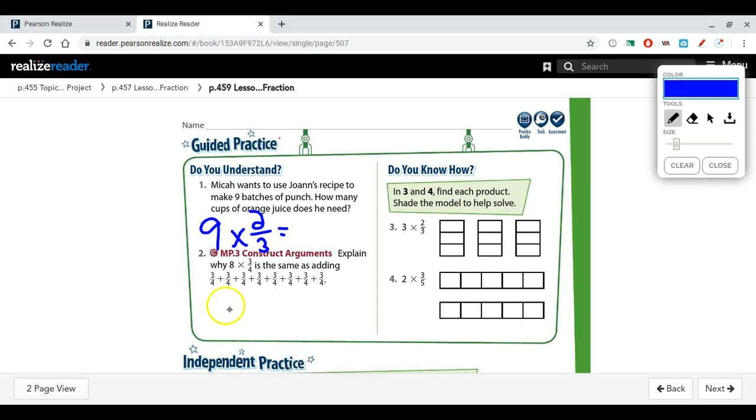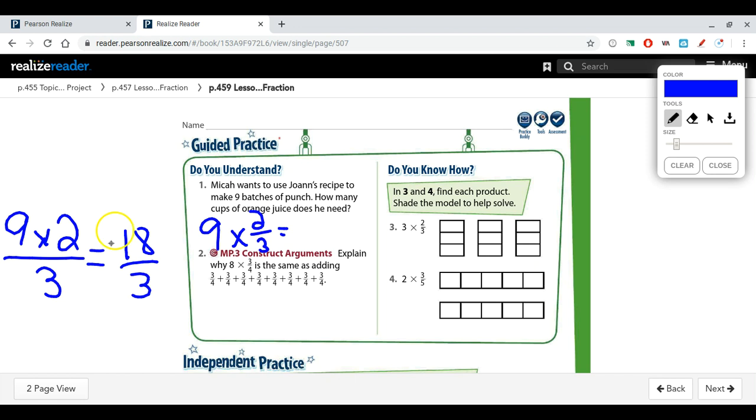And so, what I said in the last problem is that I can take my whole number, so I can take 9. I can multiply that by 2. So I have 9 times 2, and I can put that over my denominator. So I multiply the whole number by the numerator, and then I'm going to divide by the denominator. So I'm going to go ahead and finish the problem out. So I have 18/3. Well, how many times does 3 go into 18? 3 goes into 18 6 times, so he needs 6 cups.